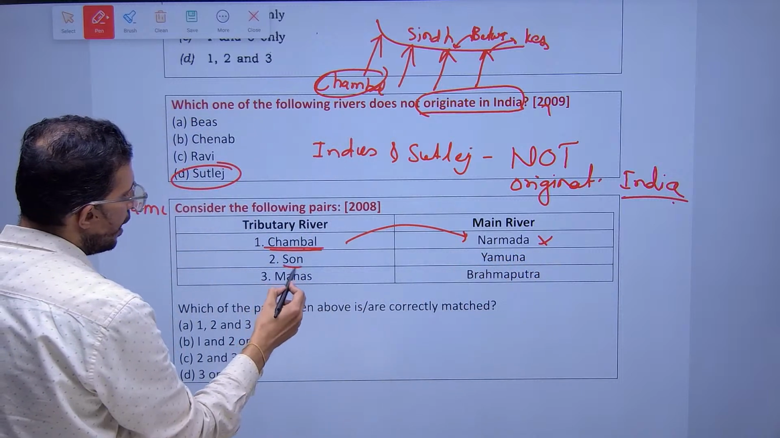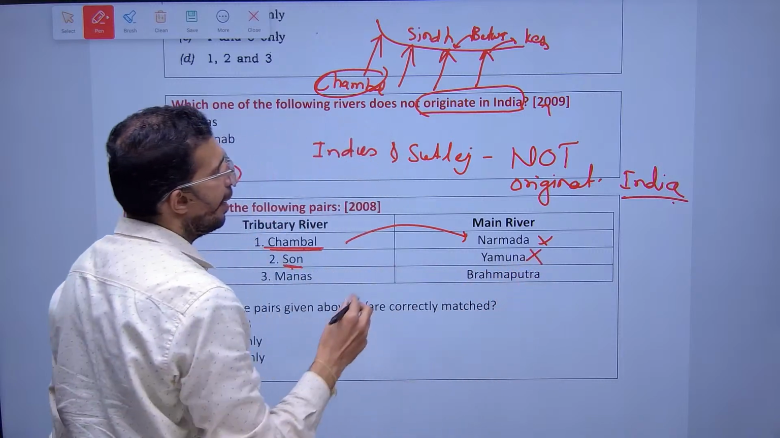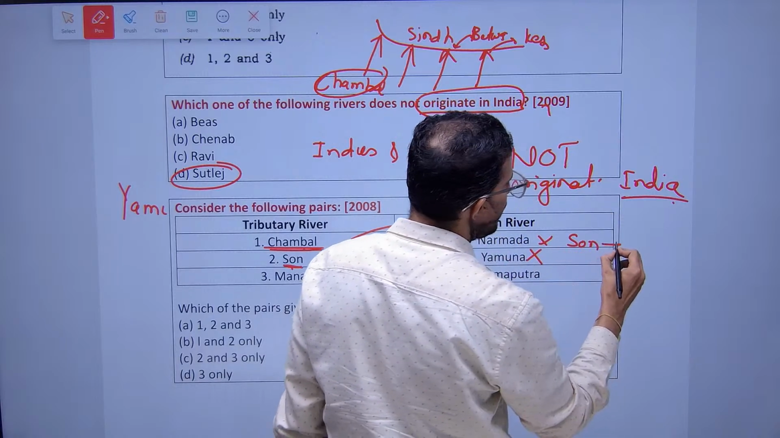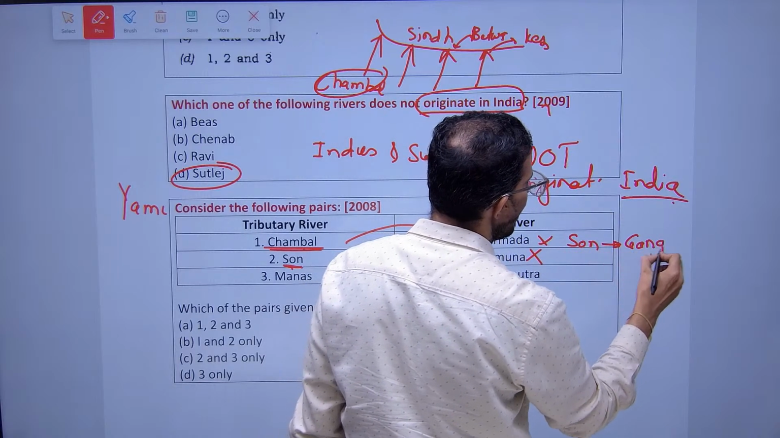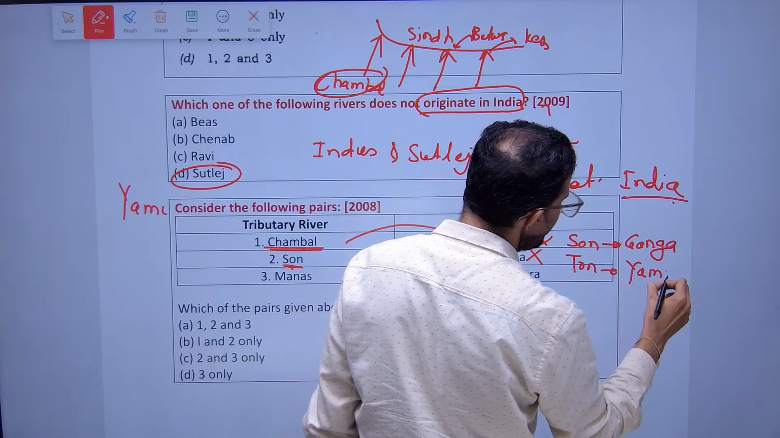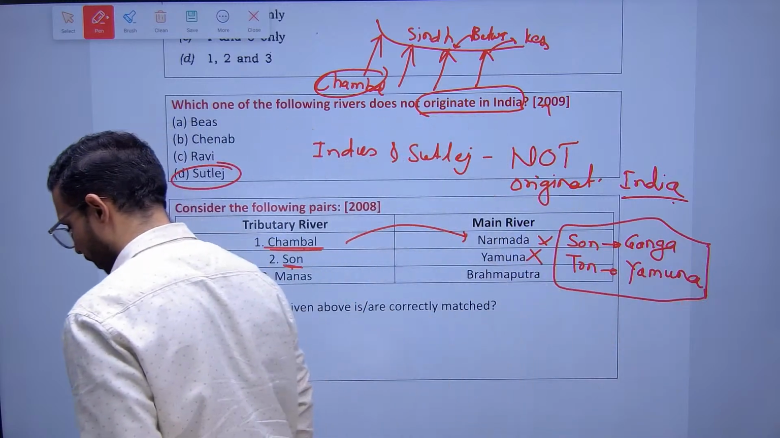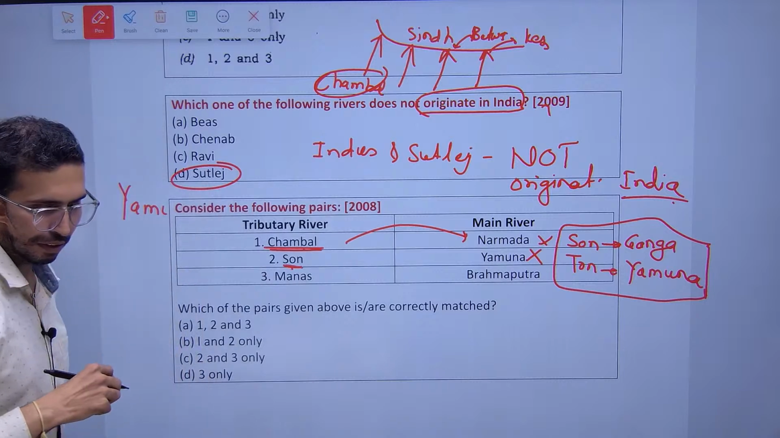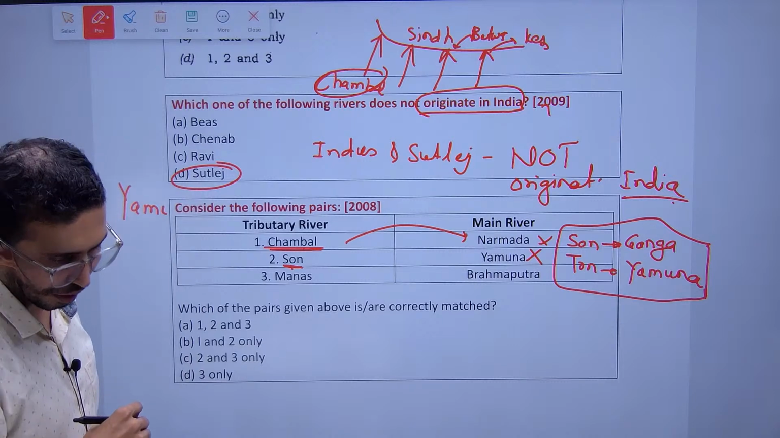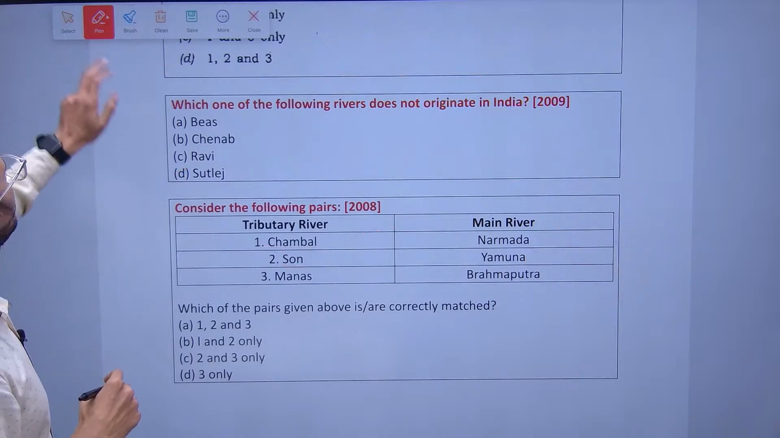Then talking about Son. Son is a tributary of Ganga. So write it down. Son is the tributary of Ganga and Tons is the tributary of Yamuna. Again, make a difference.